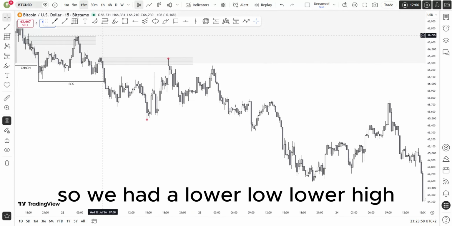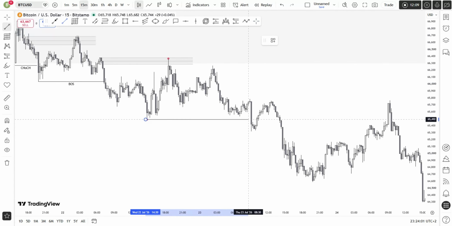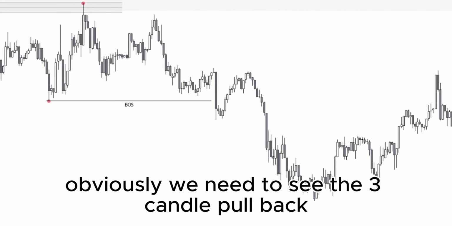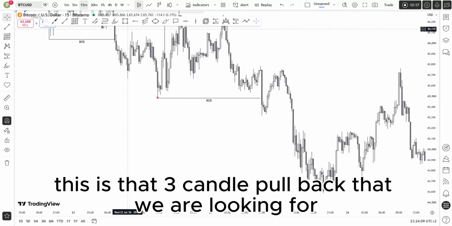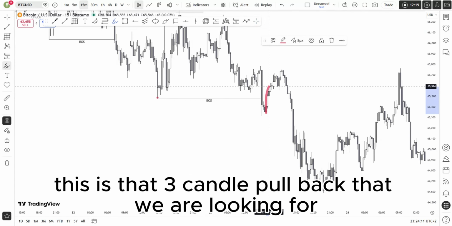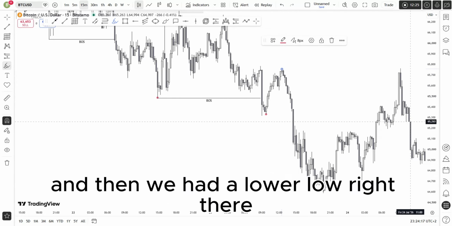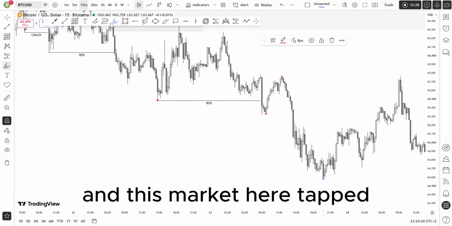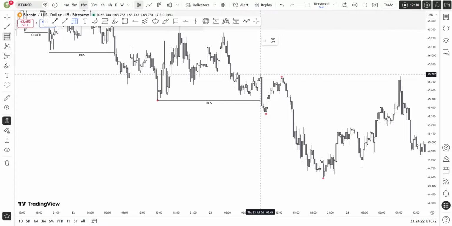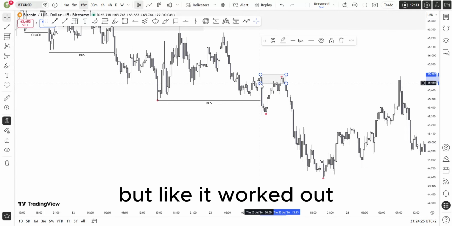So we had a lower low, lower high, and this is your break of structure. So after even this break of structure, obviously we need to see that 3 candle pullback. This is that 3 candle pullback that we're looking for. This is the pullback right here, which means that this is a valid low, this is a valid high, and then we had a lower low right there. And this market here tapped into this area of supply. It's a bit small, but it worked out.